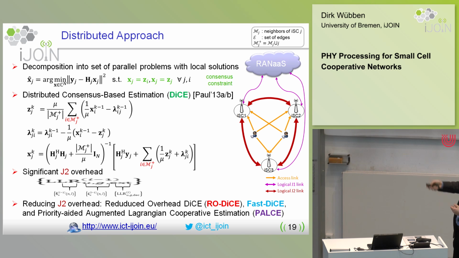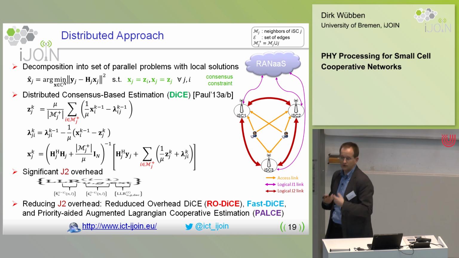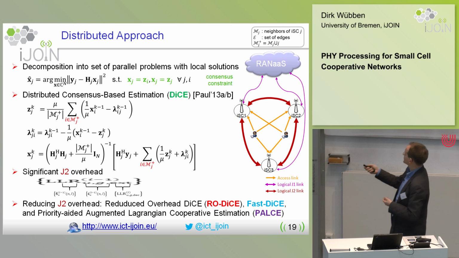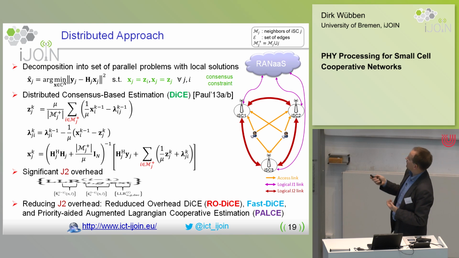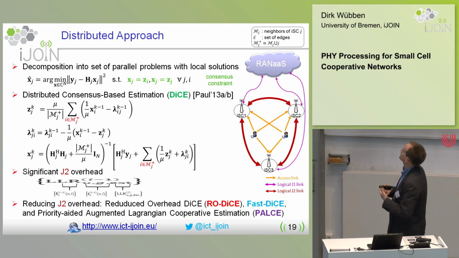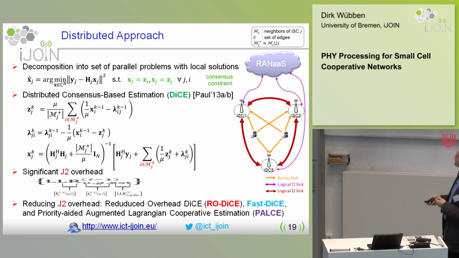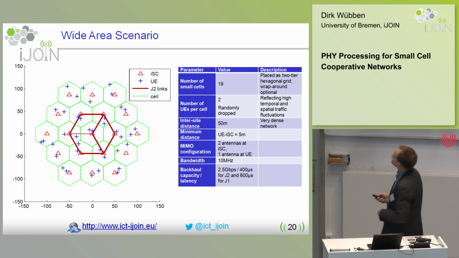I already told you this has a significant overhead. We have nevertheless also developed several techniques in order to reduce this overhead, just named here three of them. But for simplicity, in our performance investigation I will just look at this, I would say, original DICE approach, this distributed consensus-based estimation approach. And for the other algorithms, you may have a look at the corresponding papers.